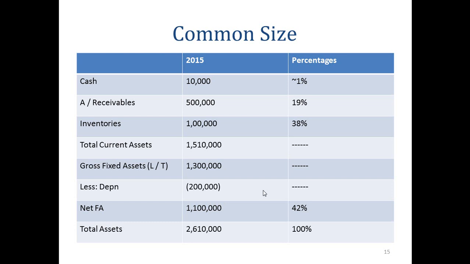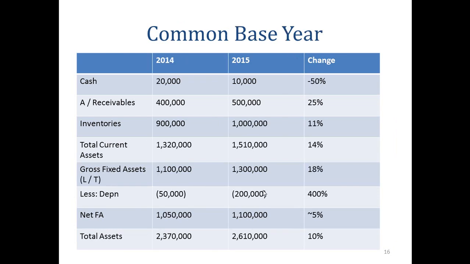Okay, the next one, common base year. Again, what that is looking at is you're looking from one year to the next, and you want to notate the changes. So this is a lot like when we talked about income statements, that you look at income statements from one quarter to the next. That's the idea with this.